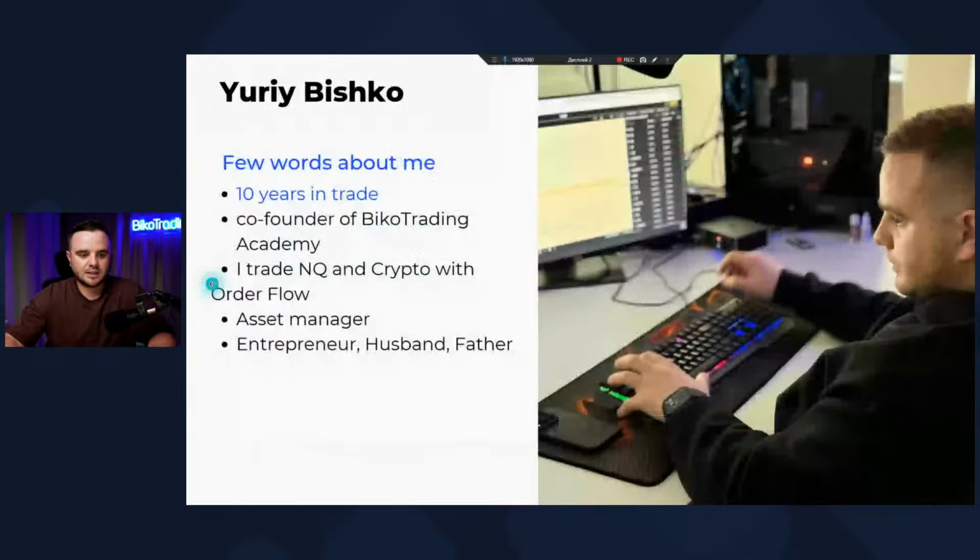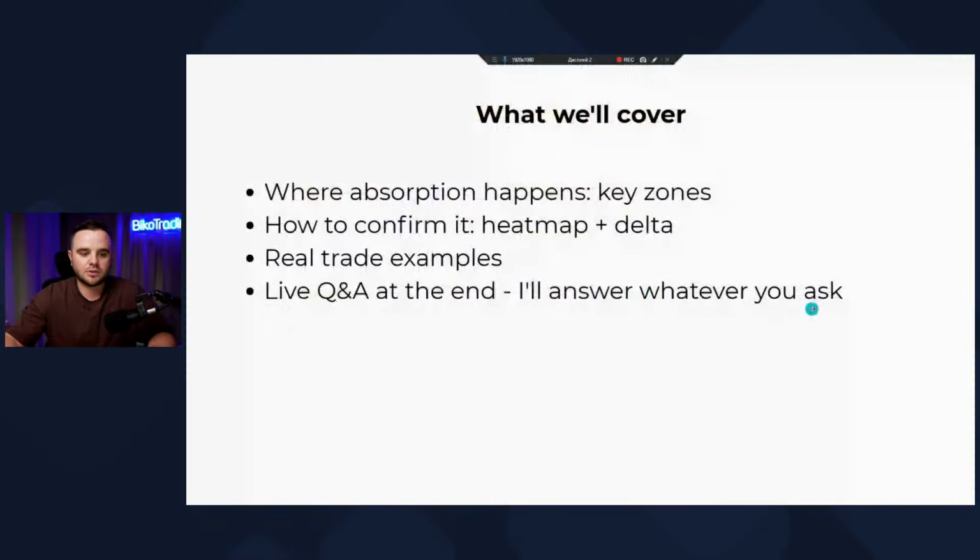What exactly will we cover today? I will show you where absorption happens. I will show you how to find key levels, because it's super important to see absorption in proper areas, because sometimes absorption in the middle of nowhere is difficult to take. After, I will show you how we confirm it, how we use a heat map, or in many cases I use only delta. I will show you how you can use both, or only delta. Real examples and live question and answers at the end.